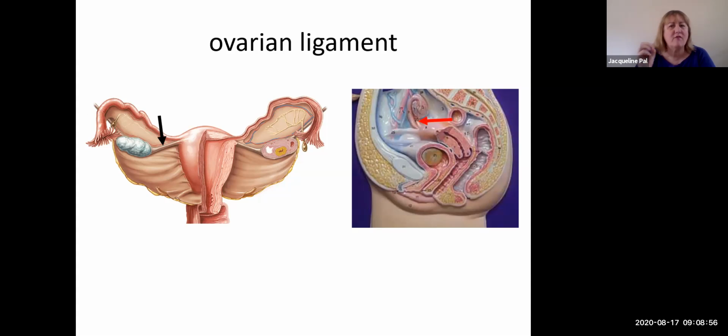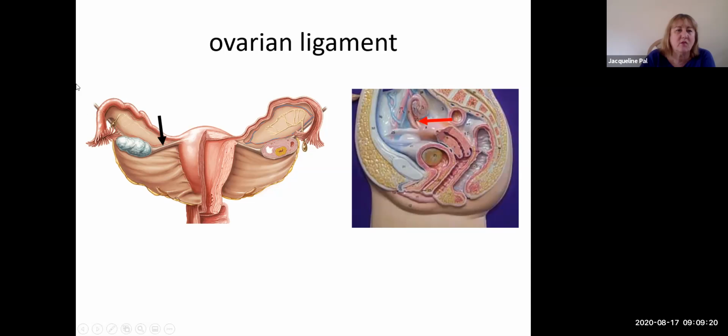So yes, the ovary is held into place. And if you look at this ovary, what you'll notice is there is a ligament that attaches between the medial aspect of the ovary and right around, just below where the fallopian tube attaches to the uterus. And this is known as the ovarian ligament.